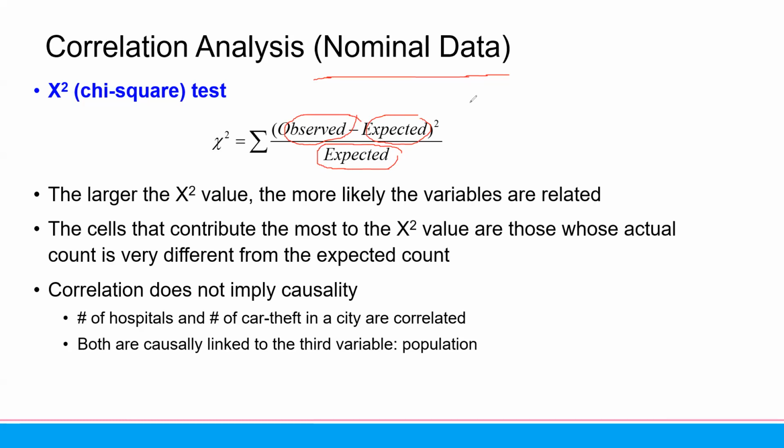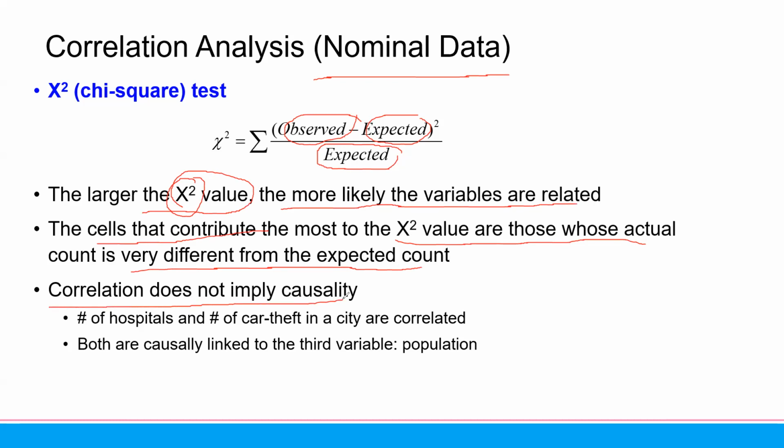So let's see how we can apply this to nominal data. The larger the chi-square, the more likely the variables are related. The cells that contribute the most to the chi-square value are those whose actual count is very different from the expected count. So let's see how we can see this correlation. But I need to note that correlation does not imply causality.